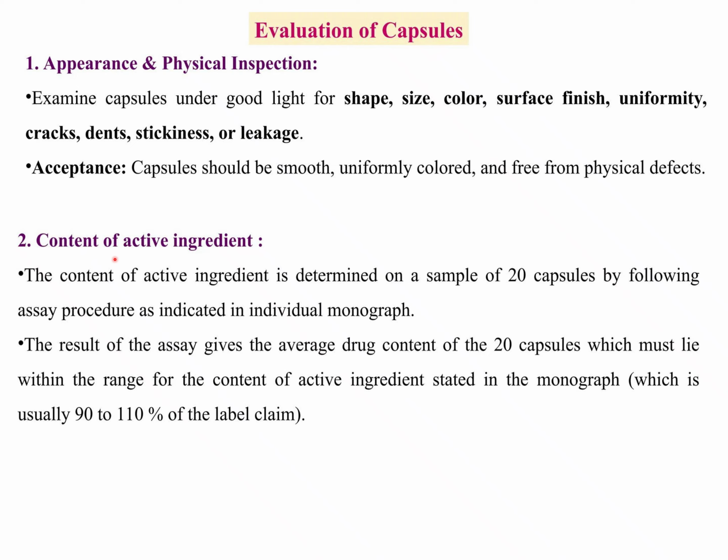Then content of active ingredients, that is content uniformity. The content of API is determined on a sample of 20 capsules by following assay procedure as indicated in the individual monograph. The result of the assay gives the average drug content of 20 capsules, which must lie within the range for the content of active ingredient stated in the monograph, which is usually 90 to 110% of the label claim. So this evaluation is just like that of tablet evaluation, as we have already learned.